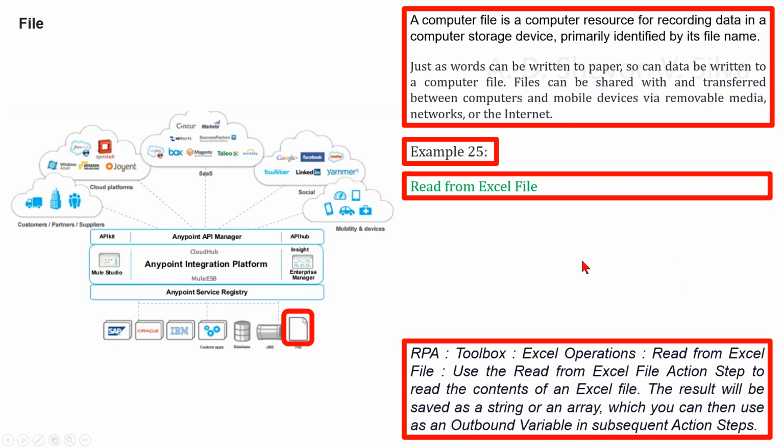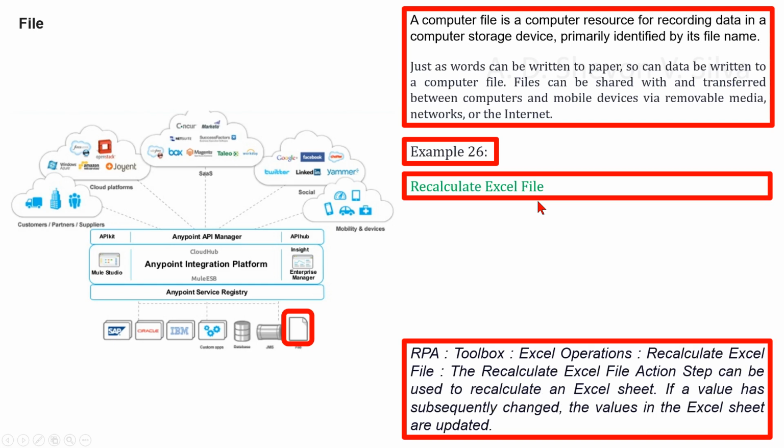Now we are considering Read from Excel file in Excel operations in the toolbox in RPA. Use the Read from Excel file action step to read the content of an Excel file. The result will be saved as a string or an array, which you can use as an outbound variable in subsequent action steps. The Read from Excel file action step can only be used inside an Excel session.